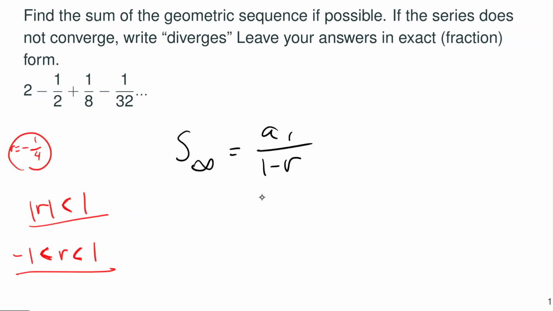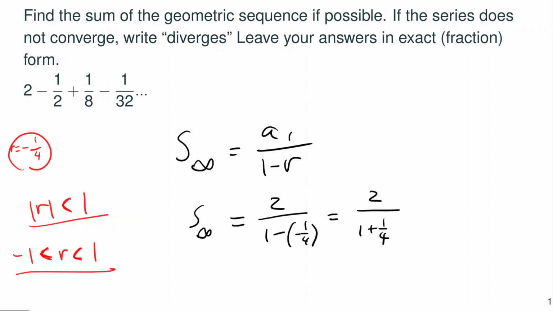This is the formula, using the common ratio. So in this case, it's the first term, 2, over 1 minus negative 1 over 4, which is 2 over 1 plus 1 over 4. And this one's simple enough, we can simplify. With a common denominator, it's 5 over 4. So 2 over 5 over 4 is the same as multiplying by the reciprocal, giving 8 over 5. So the sum converges to 8 over 5. For this problem, the sum converges to 8 over 5.